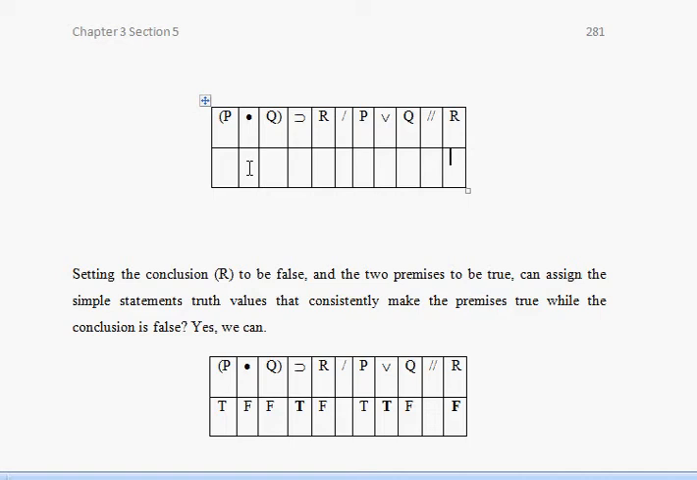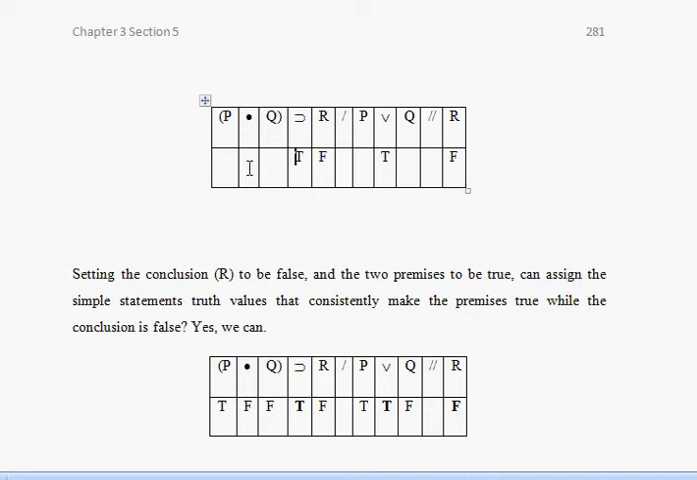And basically, we know that if the premises are true and the conclusion is false, then we have an invalid argument. So what we can do to test this is simply assume the premises are true. For example, on this one, just assume that they're true and the conclusion is false. Let's assume the conclusion is false, so R would have to be false.